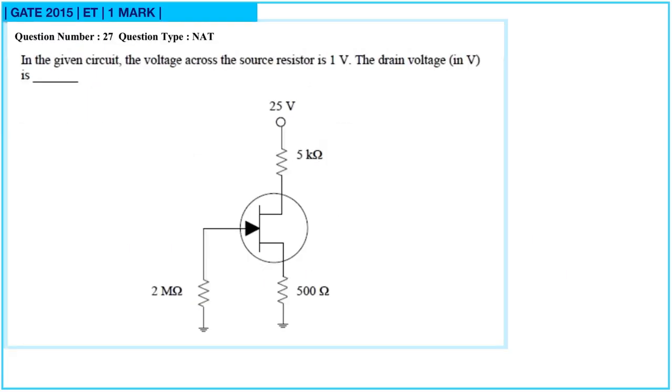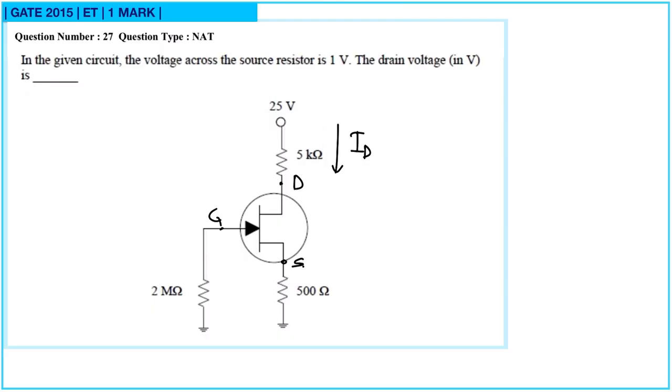Next question, 27. In the given circuit, the voltage across the source resistor is 1 volt. The drain voltage in volts? Now this is gate, this is drain, and this one is source. Now current ID will flow in this direction from drain to source, and these resistances are given to us.